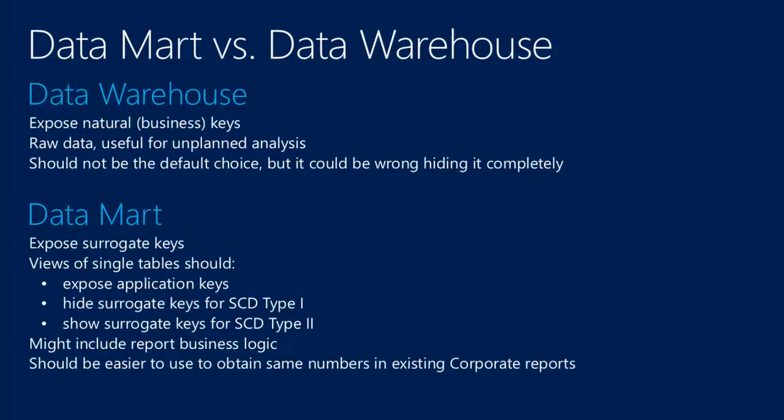Data mart and data warehouse. As I said, it's important that we expose application keys, natural keys, whatever you call it. So the data warehouse should be already organized in this way, especially if you use the Kimball approach. But the data mart usually use surrogate keys. And we should try to expose only application keys, even if we have to show the surrogate keys for slowly changing dimension of type 2 for the reasons that you have seen in the previous example.